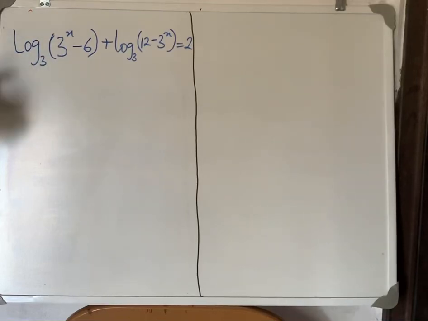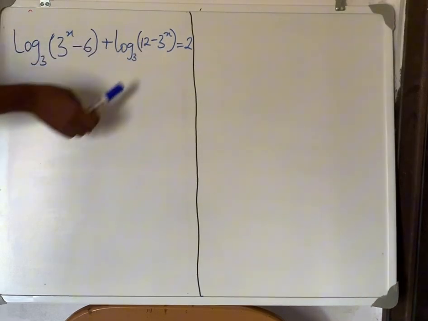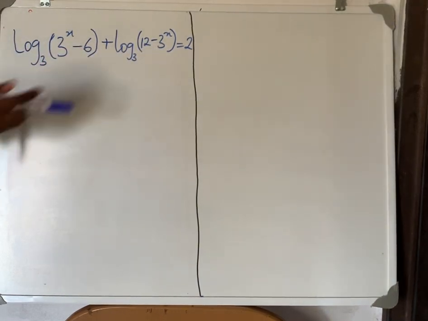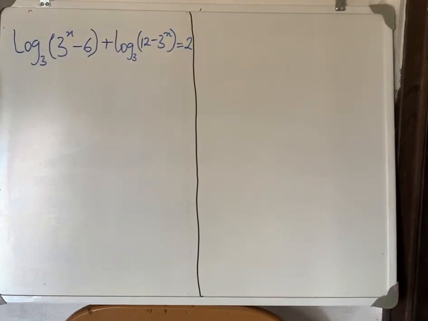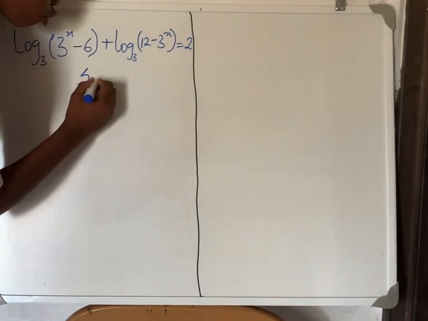Hello and good day. Today, our question of the day is log 3, open your bracket, 3 raised to the power of x minus 6, plus log 3, open your bracket, 12 minus 3 raised to the power of x, close your bracket, equal to 2. So now let's solve. So we have our solution.